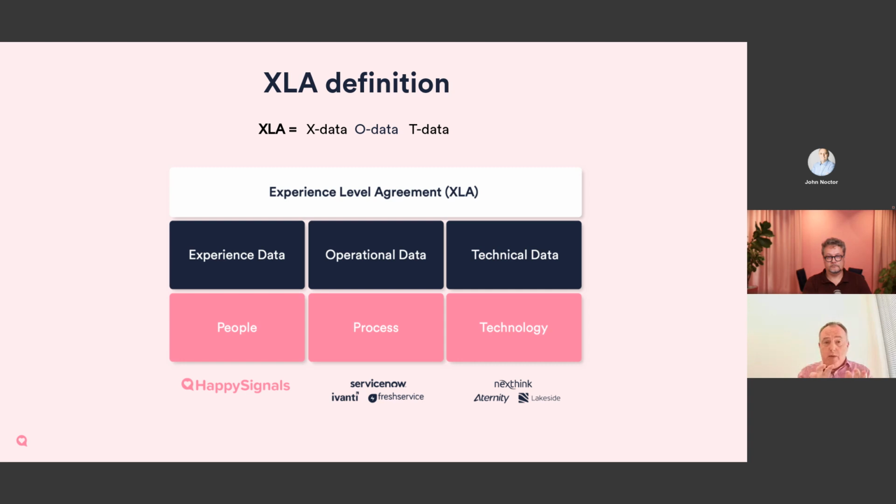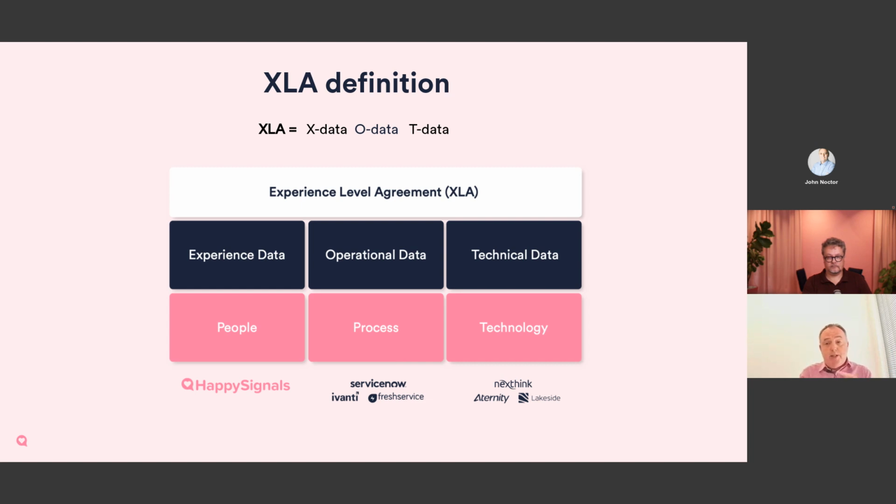What it's showing you is that you've got an experience level agreement at the top. That's your commitment. That's what you're driving to. That's the outcome that you're agreeing to. That's what we're measuring. And you measure that firstly with experience data. That's about how your people feel about you, your product, or the outsourcer. We need that. You cannot have an XLA unless you really understand how people feel. So the X data, the experience data, is really, really important.